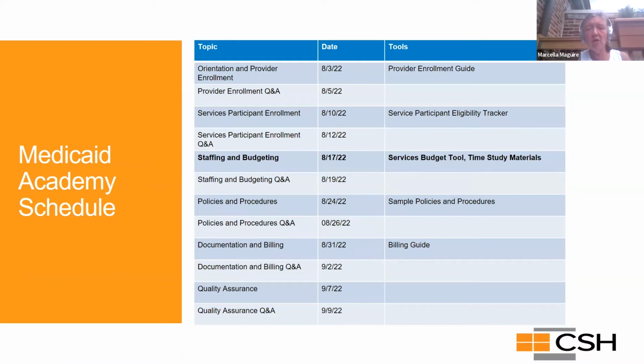So here's where we are in the schedule. We're in week 3. We've done provider enrollment and orientation to the Medicaid Academy. We talked last week about participant enrollment and the service eligibility tracker. Folks should have that as well. These are some of the documents. If you sign into our SharePoint, we're able to share with you more easily. Today, we'll talk about staffing and budgeting. A lot of tools here today: the services budget tool and time study material tools. We'll do policies and procedures next week, documentation and billing in week 5, and then finally quality assurance.